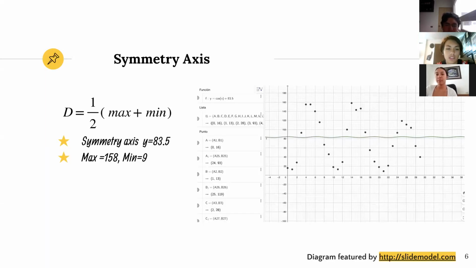And the symmetry axis. The symmetry axis is a line in the y-axis that represents the symmetry of the graph. To get the exact value, we use the minimum and maximum value of the table. Then we solve it, and we get the value. After doing this, we find that the equation of the symmetry axis is y equals 83.5.